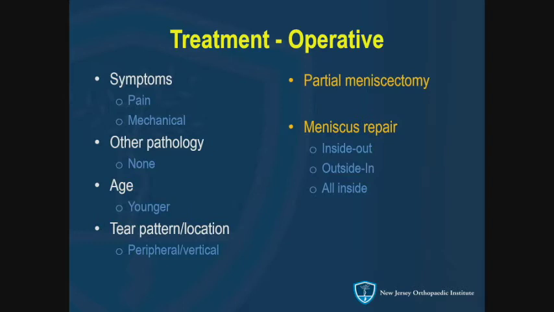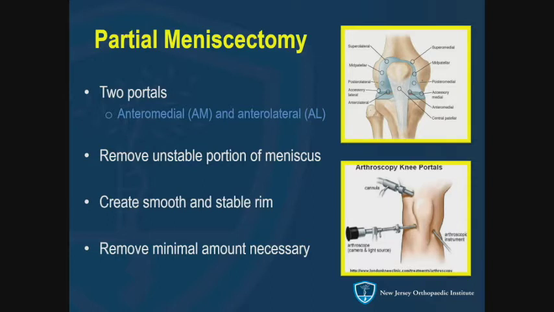What are the ones we operate on? Ones that tend to be traumatic, younger patients. You're generally almost never going to leave a meniscus tear alone in a patient who's in their teens, 20s or 30s and having symptoms from that. Again, whether or not we trim a portion of the meniscus out or repair it is heavily dependent on the type of tear and the location.